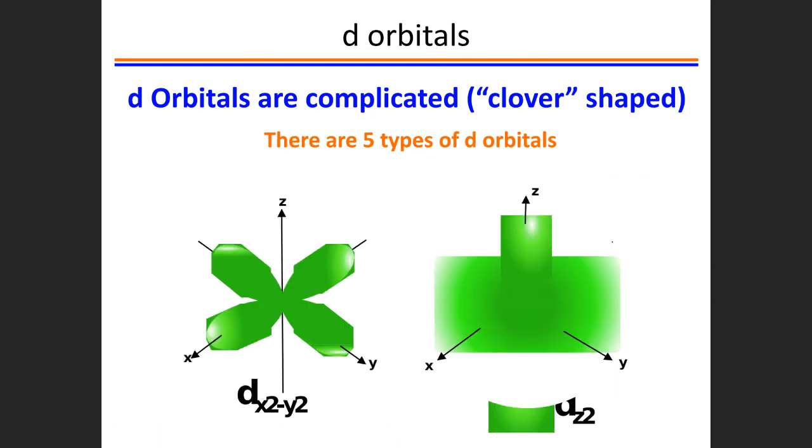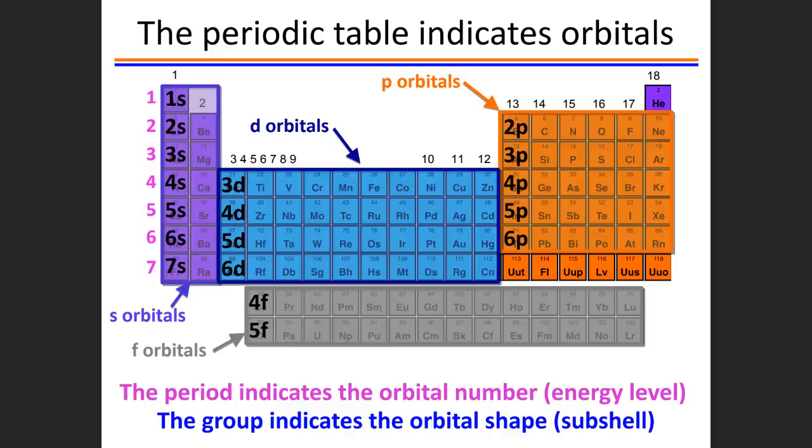D orbitals are a little bit complicated. There are 5 types, as we see. And for this course, you only need to know this shape. I will also show you how to draw. I already showed the sodium chloride. If I get the chance, I will show some more.